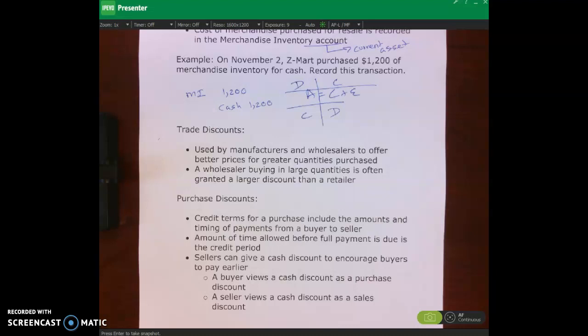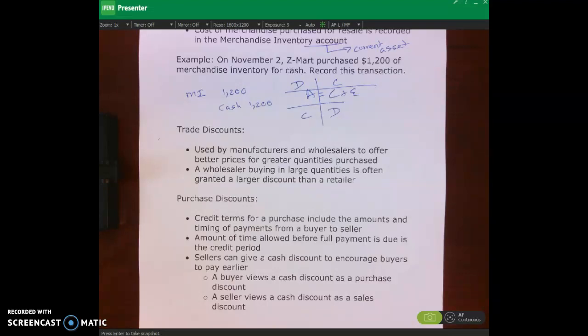Purchase discount, on the other hand, is different. Okay, a purchase discount is when our supplier, and again, we're looking at the journal entries for purchasing merchandise here. So a purchase discount is when the supplier gives us a discount for paying early. I'm going to repeat that again. It's when our supplier gives us a discount for paying early. Okay? That's what a purchase discount is.